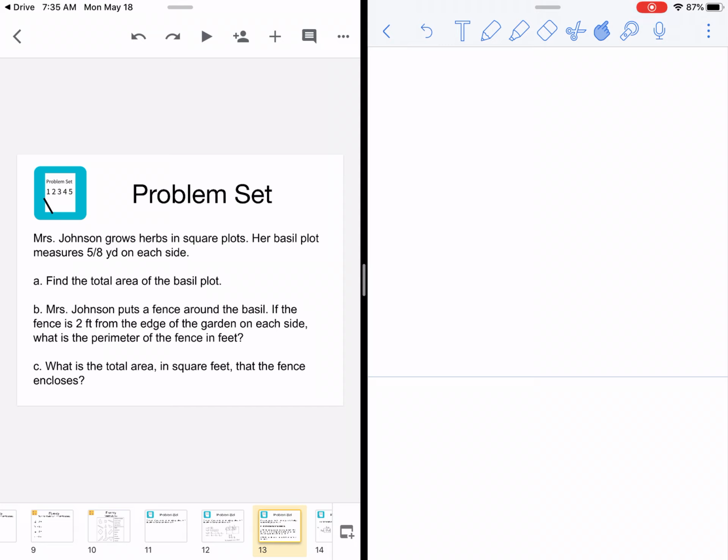Mrs. Johnson grows herbs in square plots. Her basil plot measures 5/8 yard on each side. Find the total. So we have A, B, and C here. We have find the total area of just the basil plot. So let's do that first. So 5/8 on each side. So here is A. So this is number 2, A.